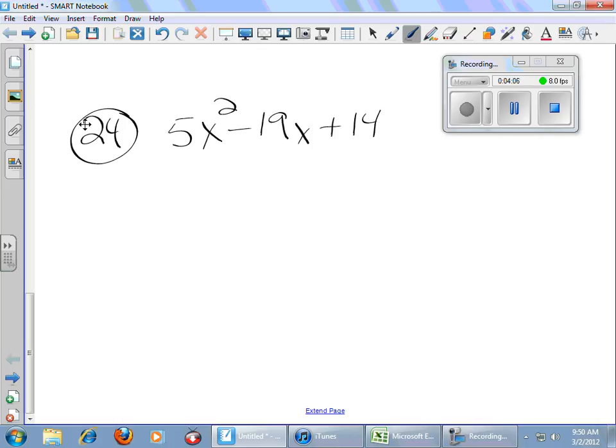Okay, now, this is a trinomial. Is it the perfect square trinomial? No. 5's not a perfect square. 14's not a perfect square. There's no GCF other than 1. So this is definitely not a perfect square trinomial. It's not a perfect square trinomial in disguise.